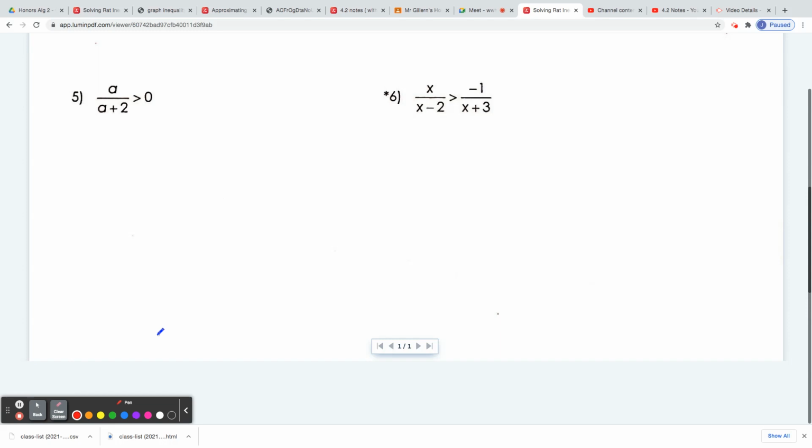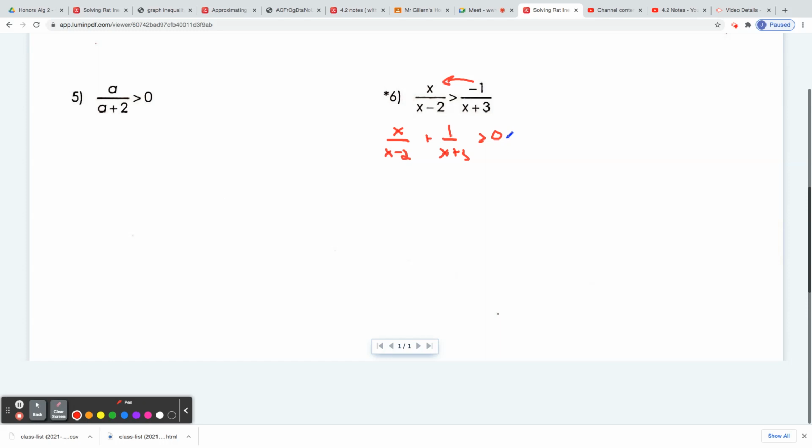Now, remember, the first step that we have to do is make sure this is set equal to 0. And we want the 0 to be on the right side. It's just easier to read the greater than or less than that. So there obviously is not 0, so we're going to move this to the other side. It's a negative, so we're going to make it positive. So it's going to be x over x minus 2 plus 1 over x plus 3 is greater than 0. All right, so that's the first step. Make sure it's equal to 0.